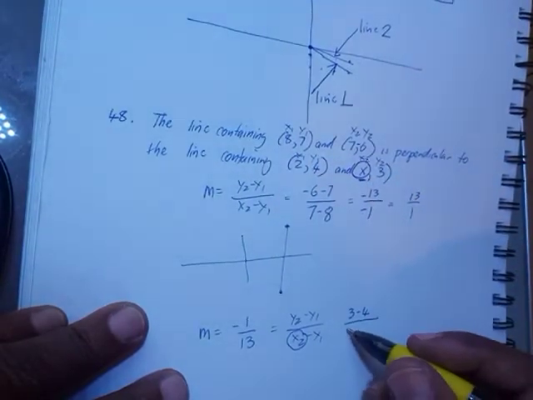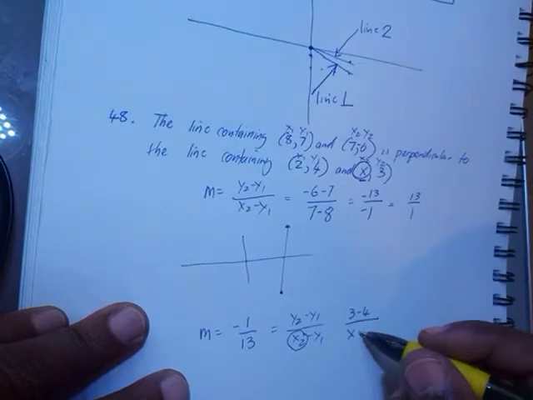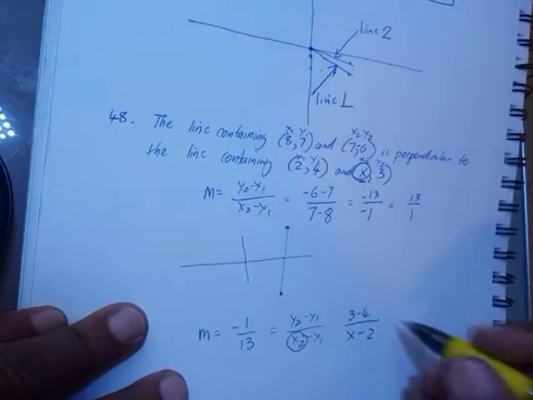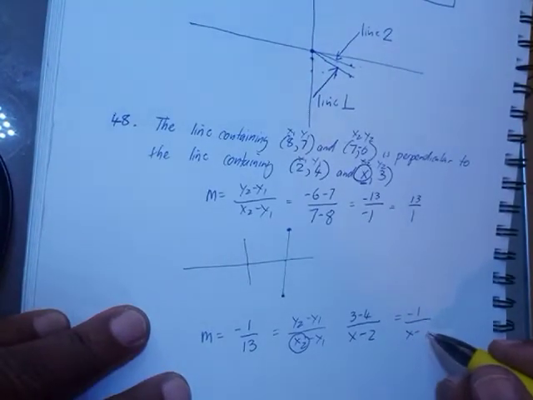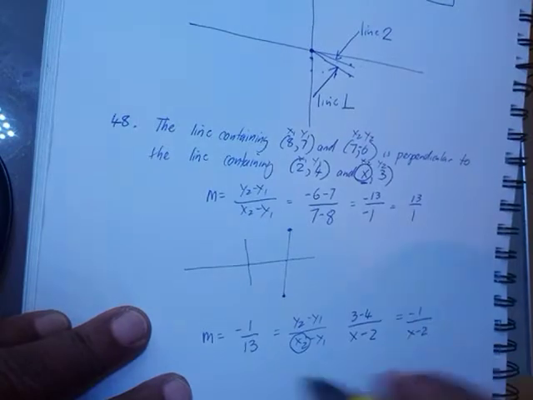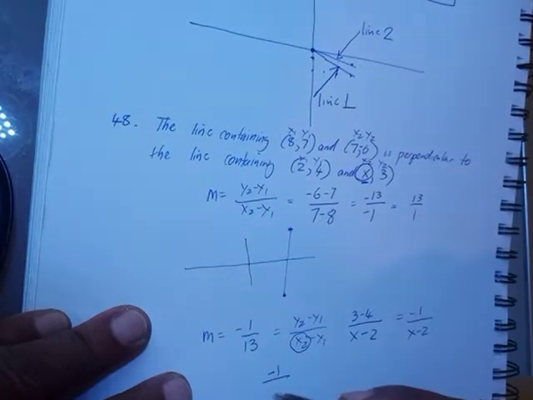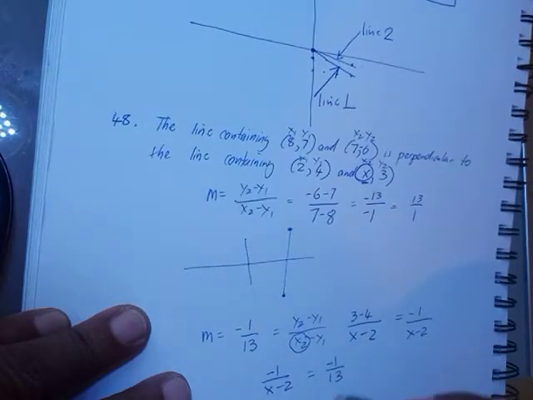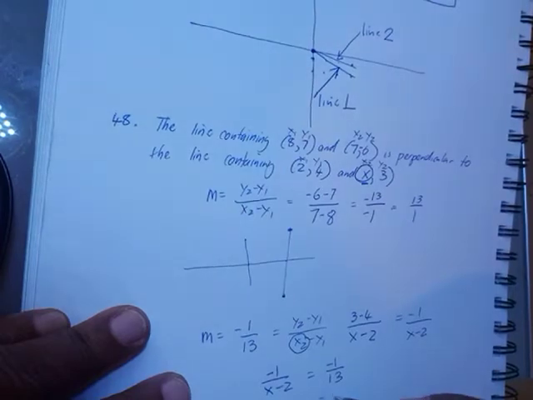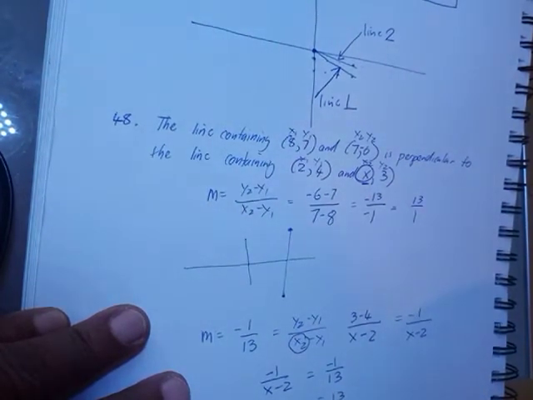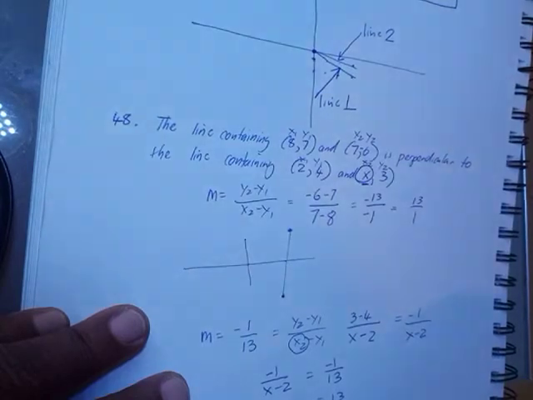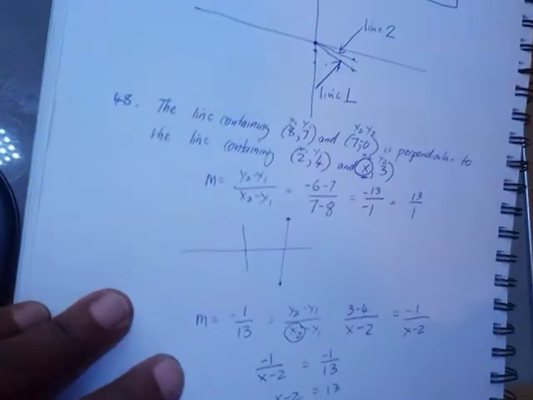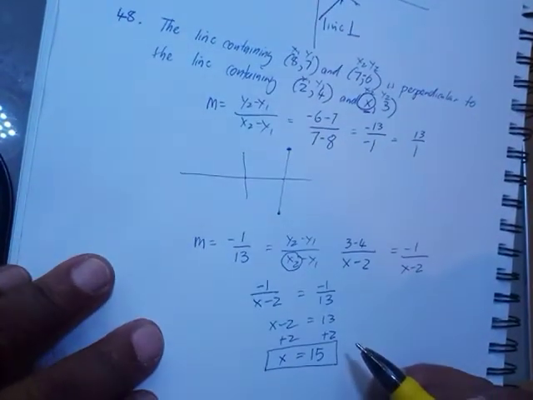x2, that's my unknown x, minus 2. That has to be equal to negative 1 over 13. 3 minus 4 is negative 1, divided by x minus 2. Negative 1 over x minus 2 is equal to negative 1 over 13. So x minus 2 is equal to 13, plus 2 on both sides. x is equal to 15. Sorry, that calculation slid off of the page.